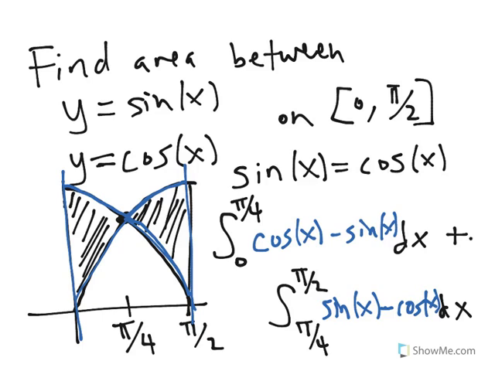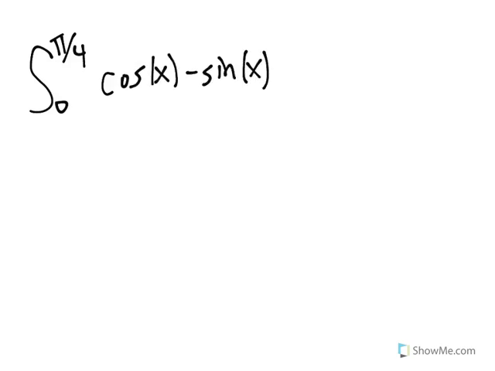In fact, I think you get the same thing in either region there, and you're going to end up having double whatever number you get on the inside there. But let's check it out. So we have the integral from 0 to pi over 4 of the cosine of x minus the sine of x dx. And so go ahead and integrate here.